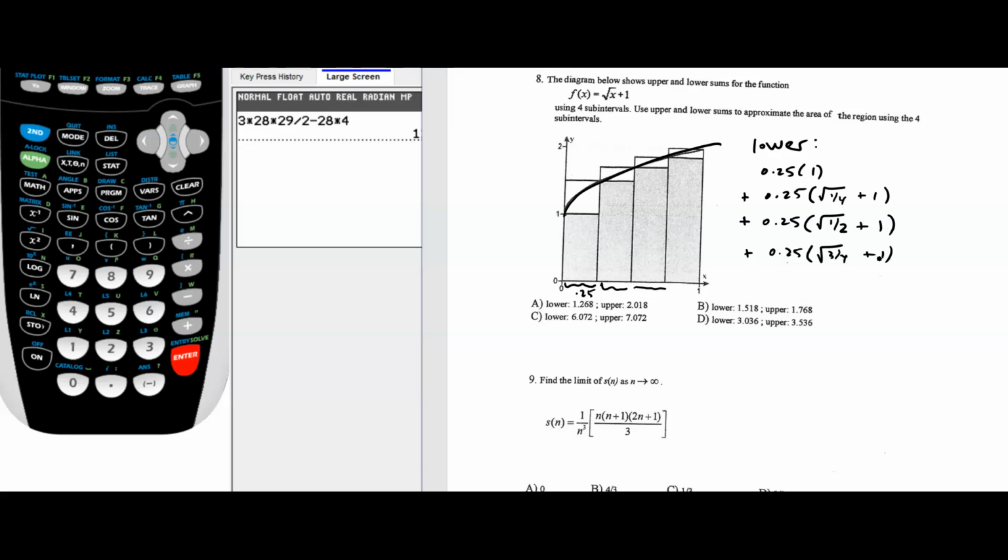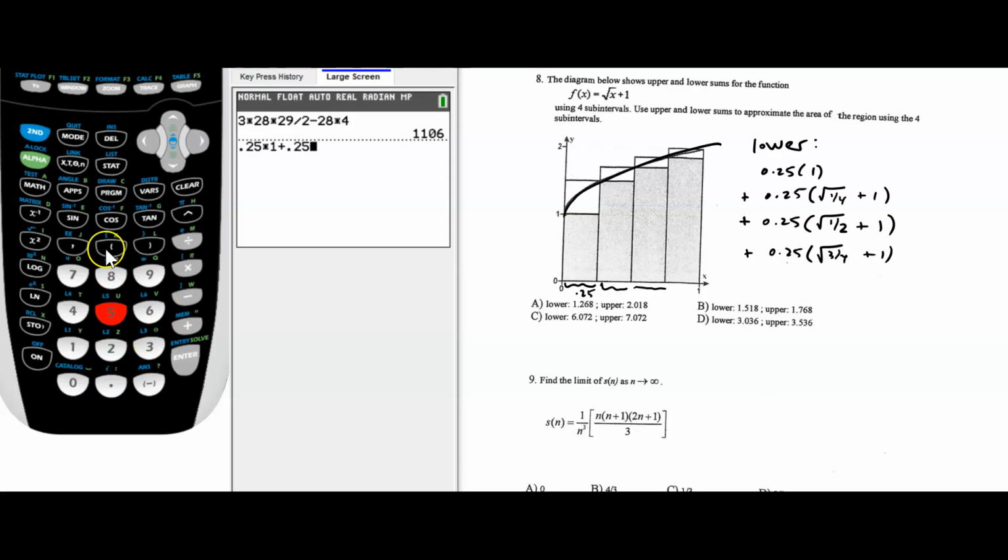So in my calculator, it's going to look like this. It's going to be 0.25, here, let me click on that, 0.25 multiplied by 1 plus 0.25 multiplied by the square root of 1/4. Make sure to close those parentheses off. Do I want to close those parentheses off? This is what I'm going to do.